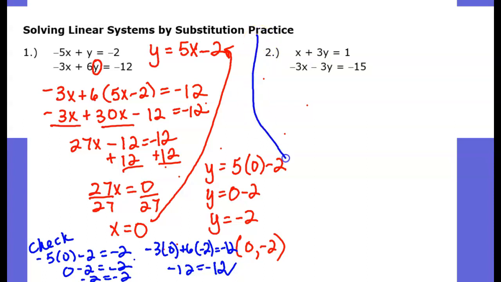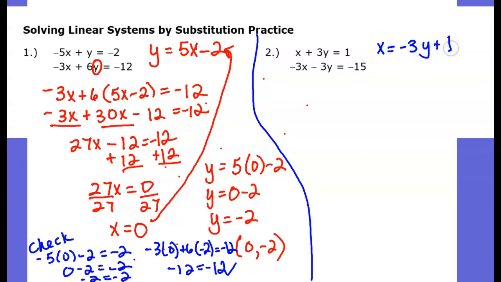All right, let's look at number 2. All right, so here, the one to solve for would make sense. The only one that has a coefficient of 1 would be the x right here. So we're going to look at the first equation and we're going to solve for x. X is going to be equal to negative 3y plus 1.